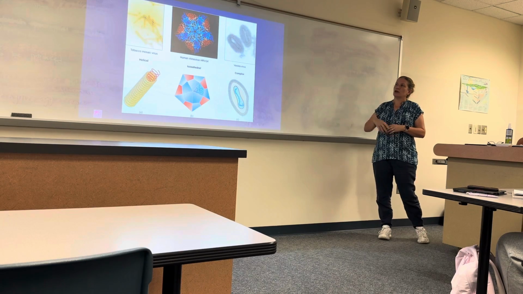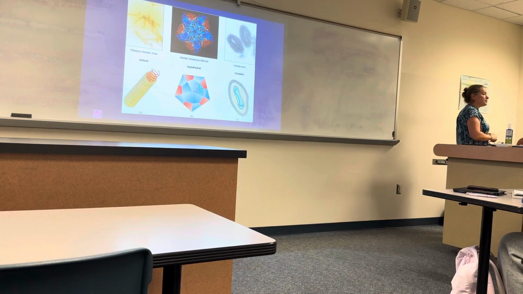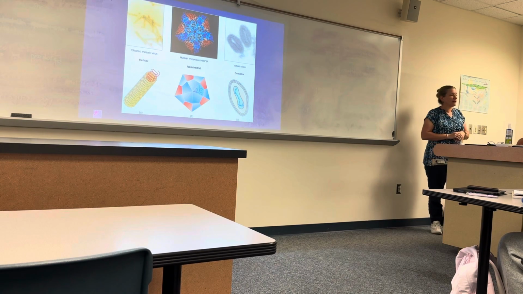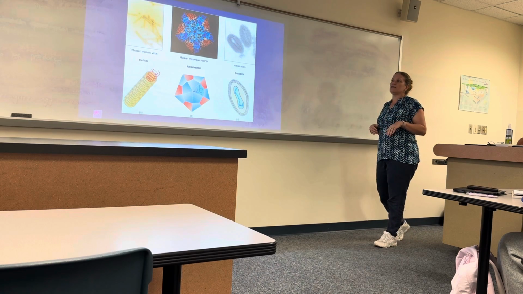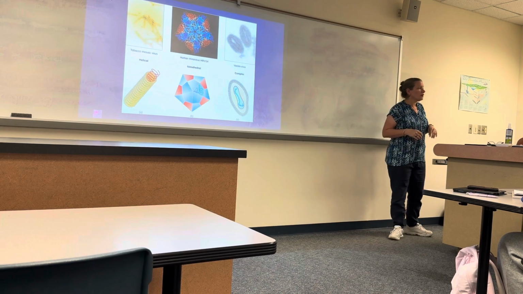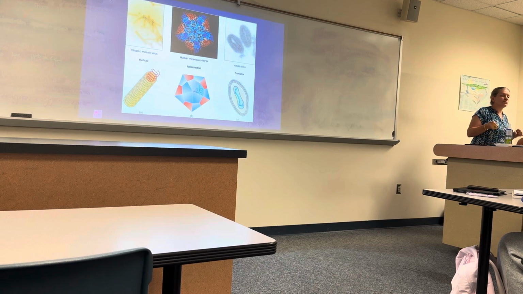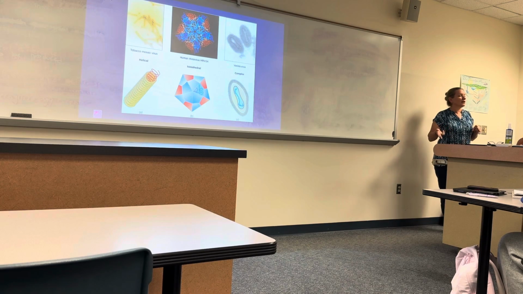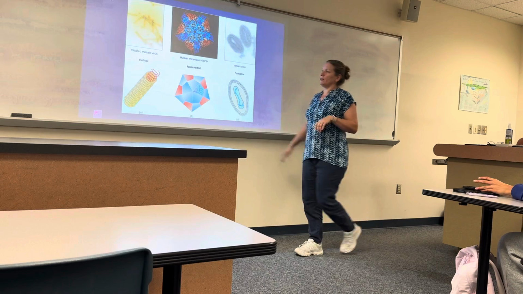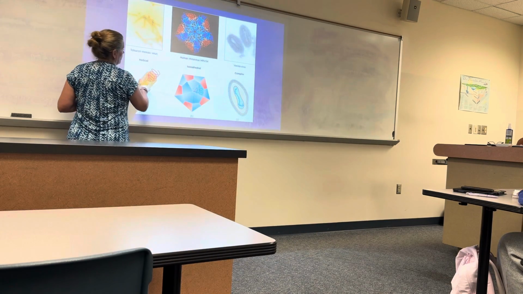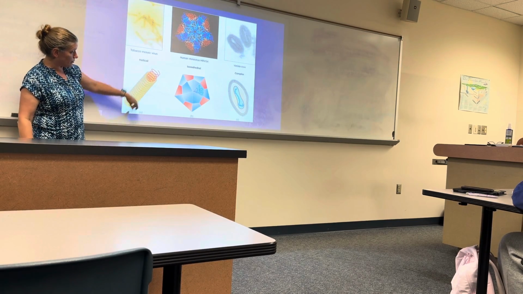Now, as far as the structure is concerned, we have 3 different types of viral shapes. And part of the classification process will include separating by these different shapes. The 3 basic shapes are the helical, polyhedral, and the complex. So the helical is what you see right here on the left, and the red is the genome, that genetic material.